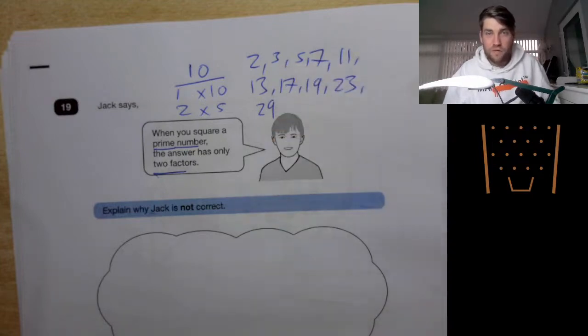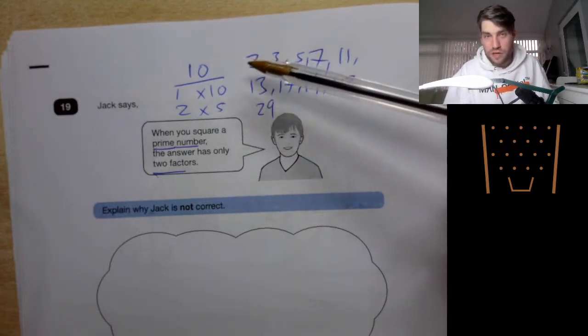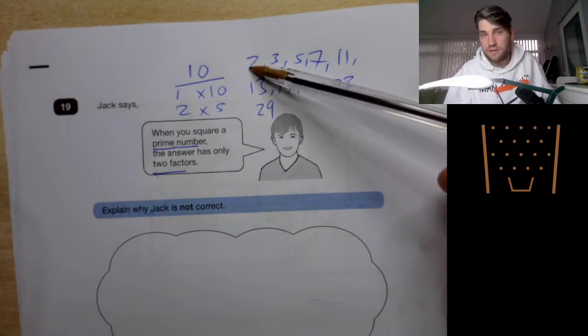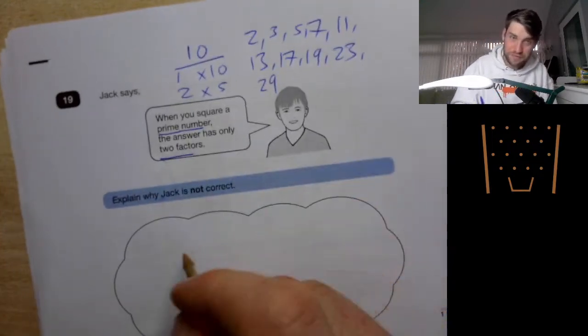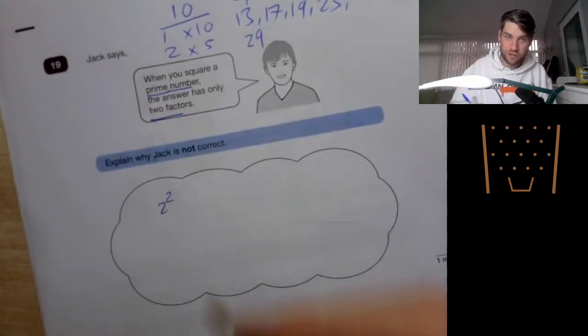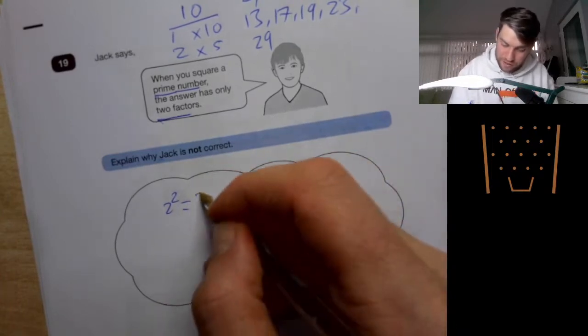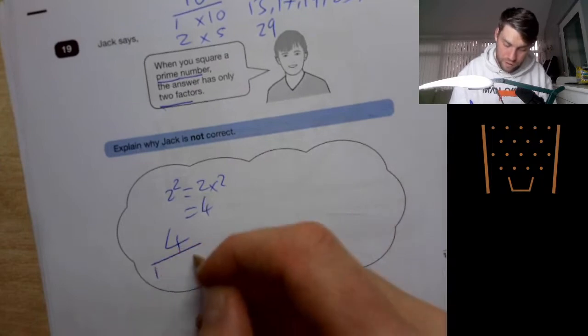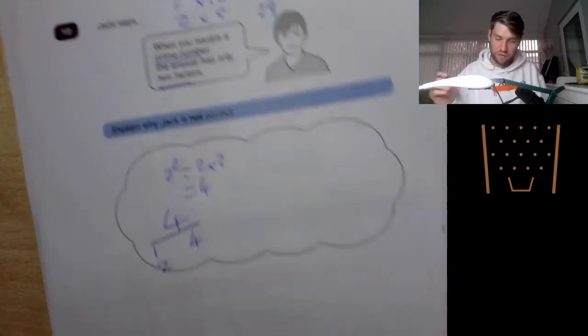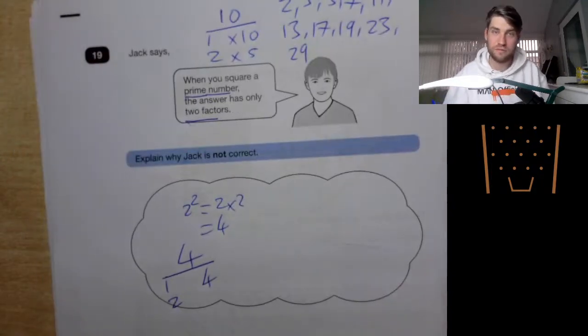You can prove this quite quickly to this theory. If you square 2, you will get an answer that has, well, actually 3 factors. So actually any prime number really works for this one. I'm going to take 2. I'll do it with a couple so I can see. 2 squared, so that's 2 times 2, which equals 4. And 4 has 1, 4, and 2. So that has already proven the theory wrong.